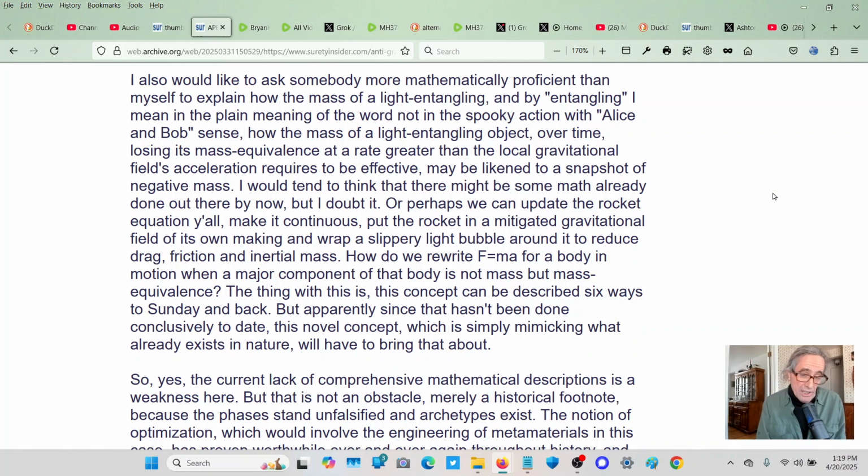I would also like to ask somebody more mathematically proficient than myself to explain how the mass of a light entangling object, and by entangling I mean, in the plain meaning of the word, not the spooky action with Alice and Bob stuff, over time, losing its mass equivalence at a rate greater than the local gravitational field's acceleration requires to be effective, may be likened to a snapshot of negative mass.